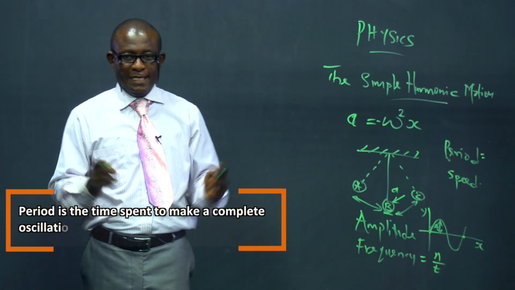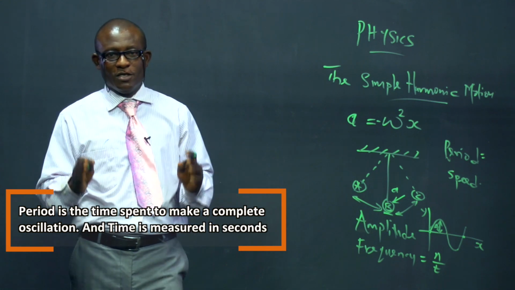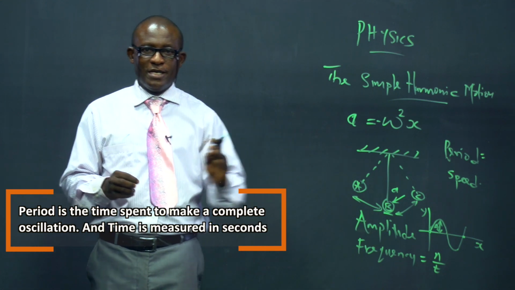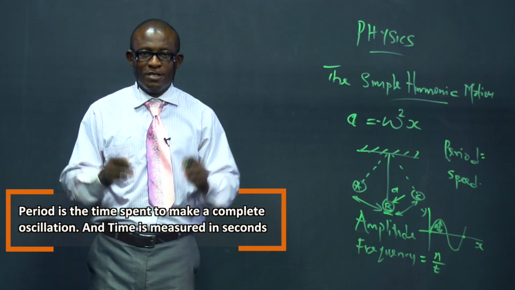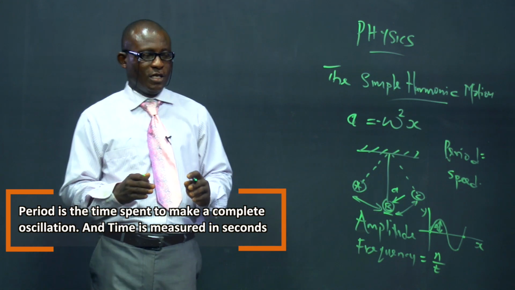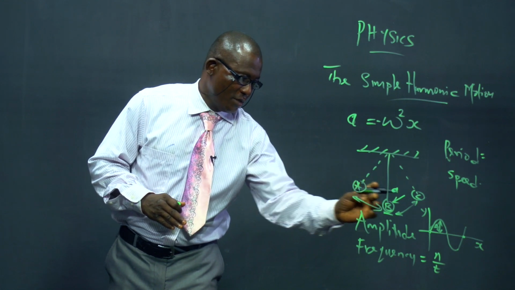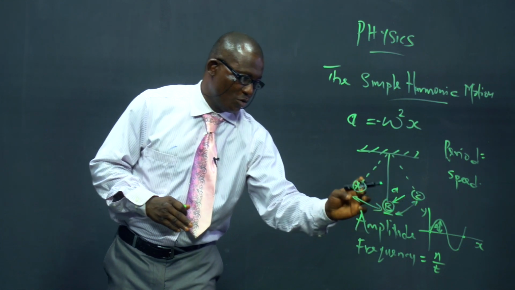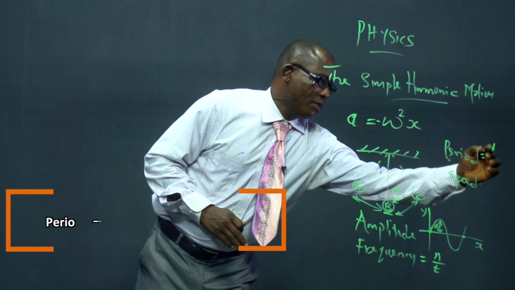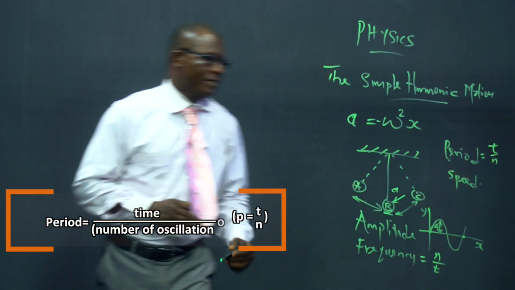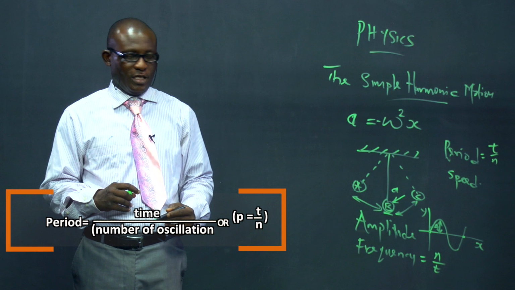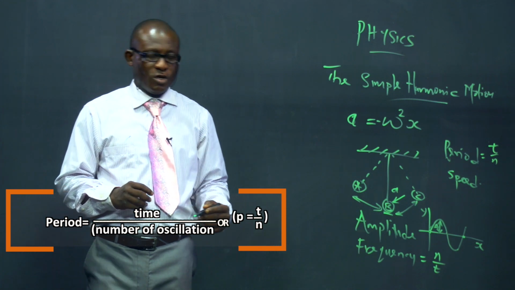Period is the time for one complete oscillation. That is the time to make a complete oscillation. It is the time it will take this body to move from point A through B to C and back to A. And we can give it as T over N.